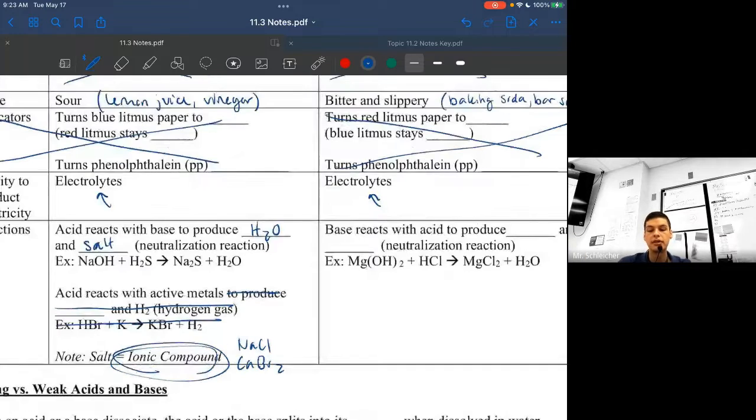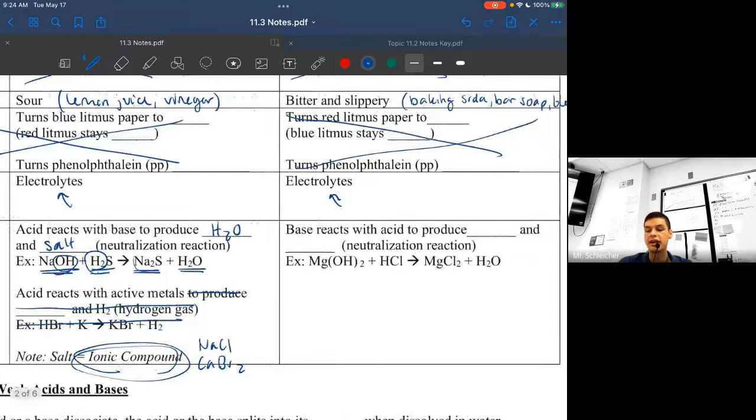So for example, if I have NaOH, okay, it looks like a base there because there's OH, and I have H2S, okay, it looks like acid there because there's H in front. That produces a water molecule and some sort of salt, this Na2S.